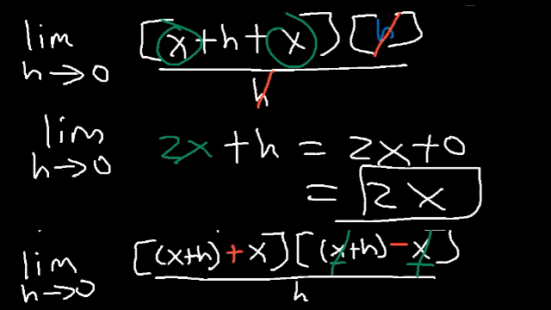So we have the answer. As we mentioned before, the derivative of x squared is 2x. So that's how you can prove it using the limit process.